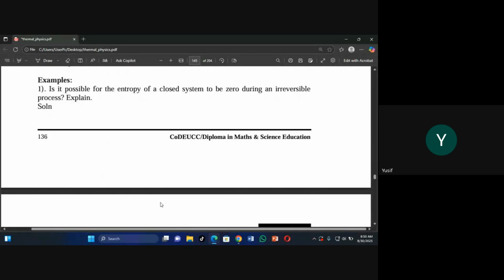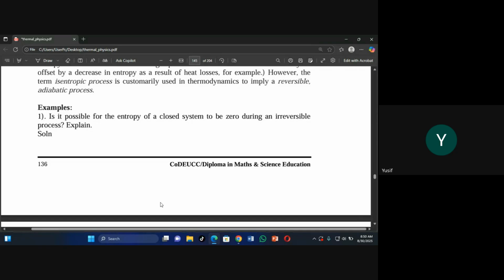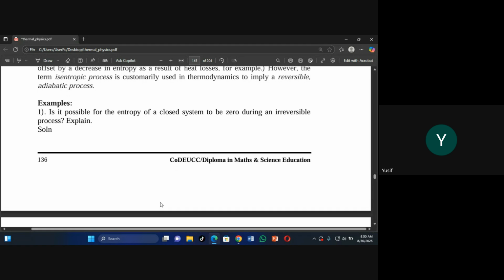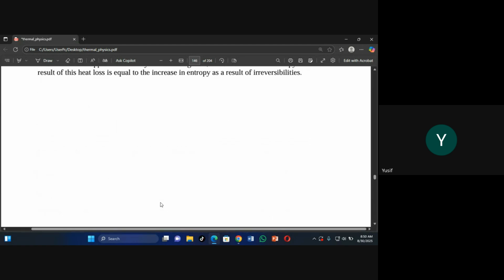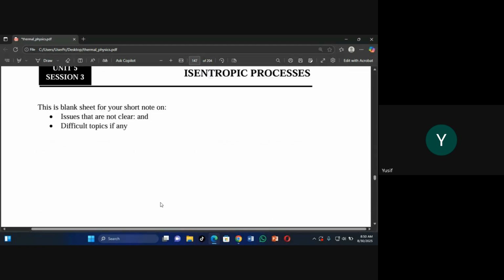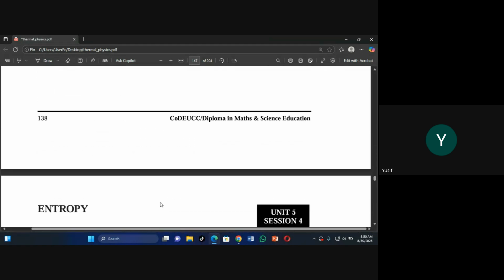Now they ask: is it possible for the entropy change of a closed system to be zero during a reversible process? And they say explain why. So yes, it's true. The explanation is also there. I'll leave that one for you.